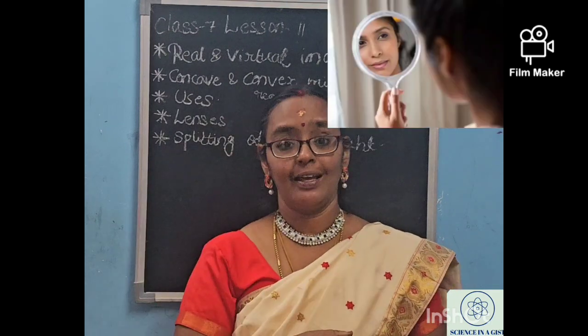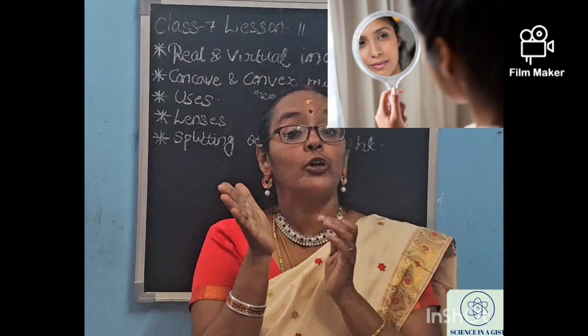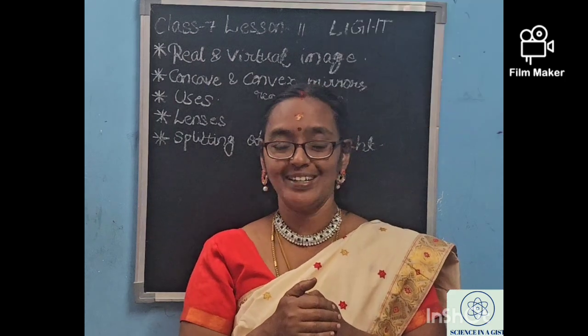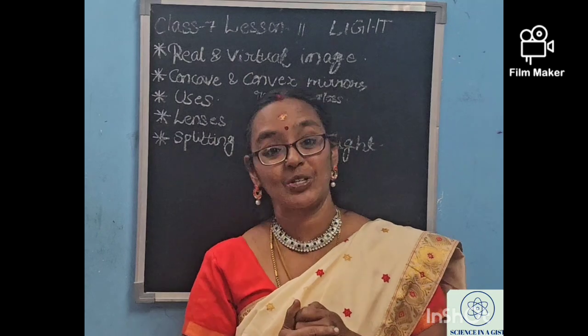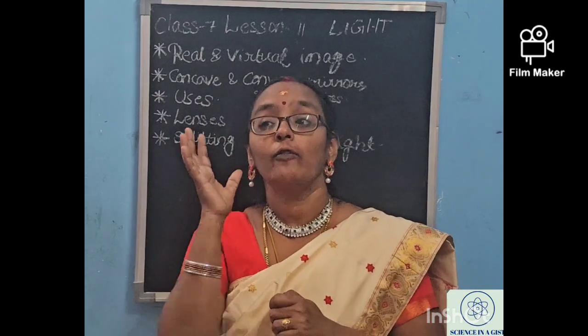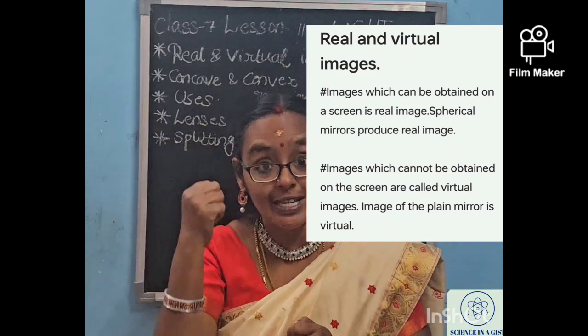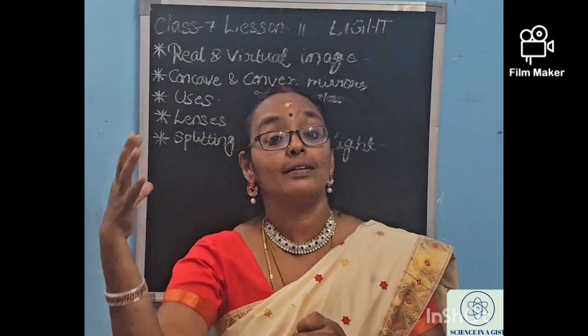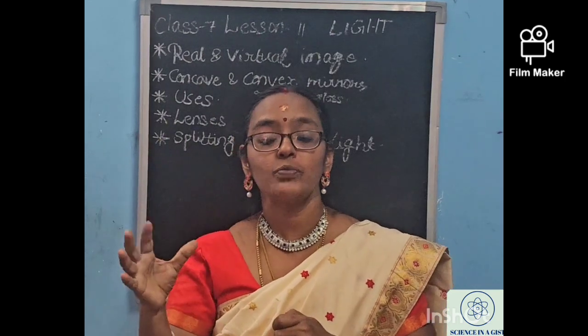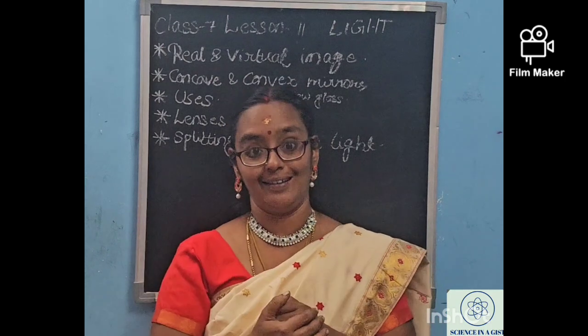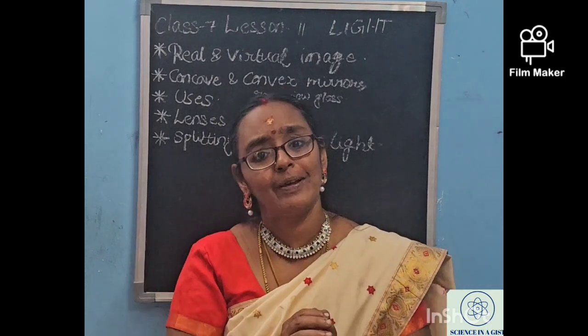Instead, if anyone is looking in a plane mirror to see their face, and you keep a hand in between, will their image fall on your hand? No, right? So this image is said to be a virtual image. So for plane mirrors, the images formed are always virtual. But in some other mirrors, the images formed can be real. In which mirrors will it be seen as real?